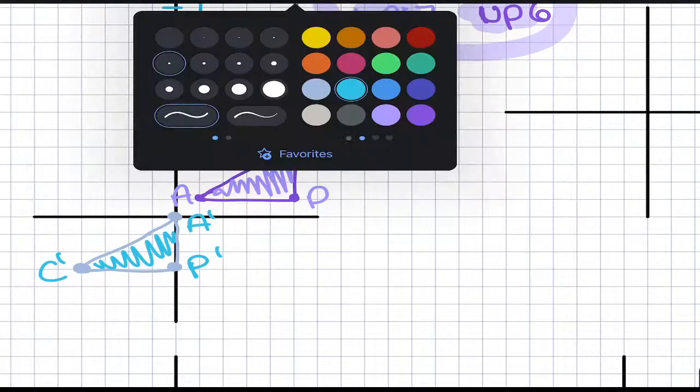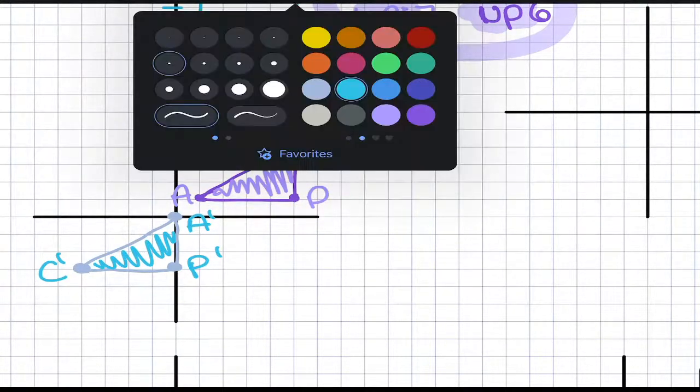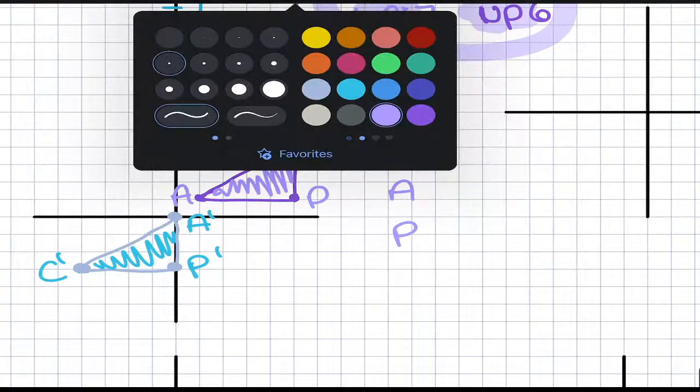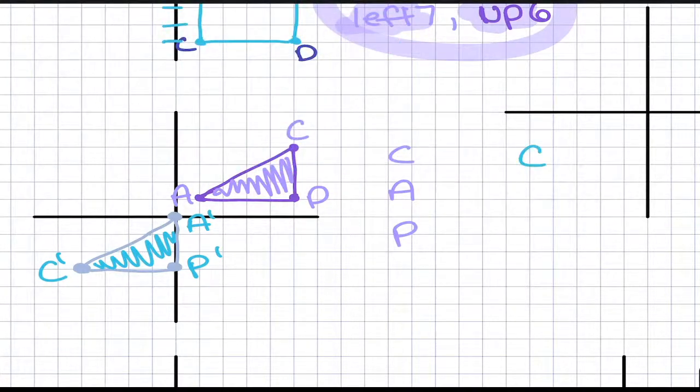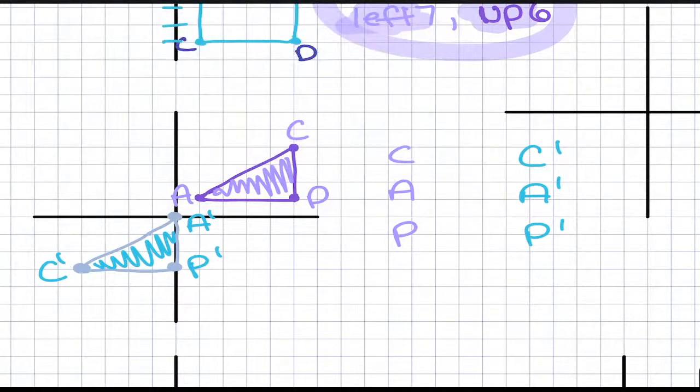Okay, so first thing I'm going to do is set up the original one. That's this. We know that because there is no prime marking on it. So let's go ahead and write out our CAP, and then our CAP in the future. Okay, now let's get our points.